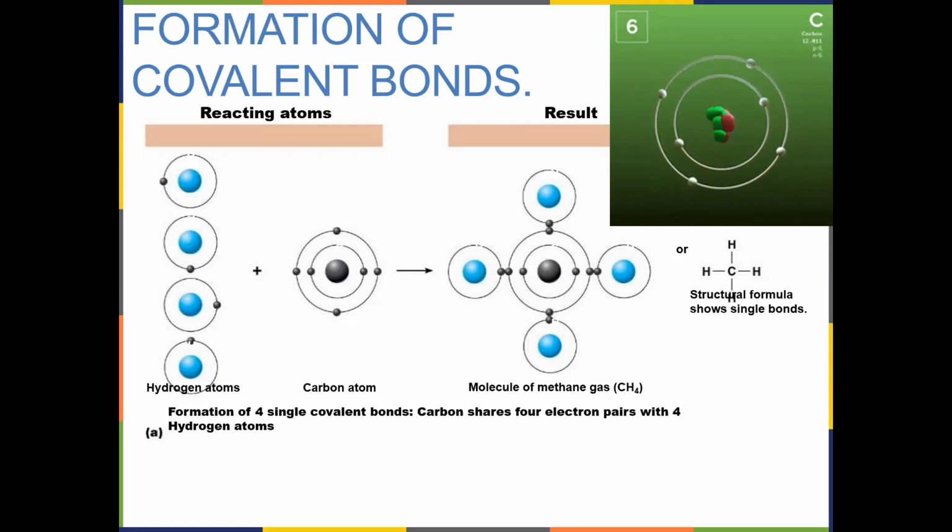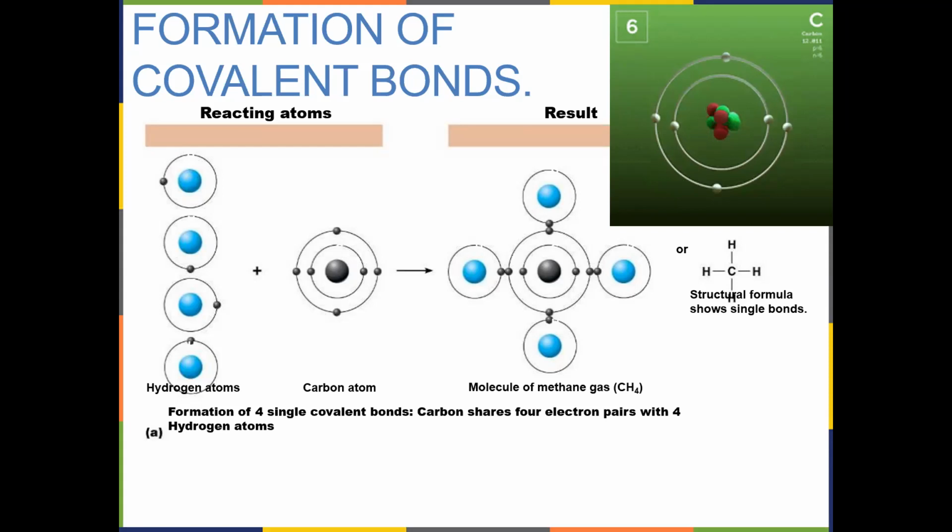As far as covalent bonding goes, we have carbon. Carbon has 6 protons, 6 electrons, 2 in its first orbit, 4 in its second orbit. It would love to have 4 more electrons in there to achieve 8, like the Octet Rule says.